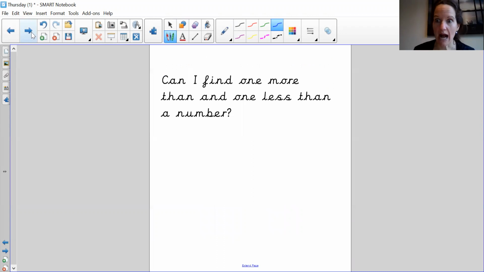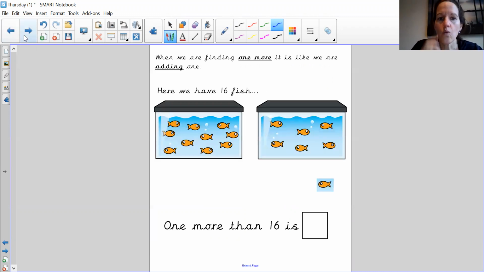Okay, so our learning objective today is, can I find one more than and one less than a number? Remember, we're looking up to 50. Can I find one more than a number? And can I find one less than a number? Let's do a few together. When we are finding one more, it is like we are adding 1. So one more is adding 1.